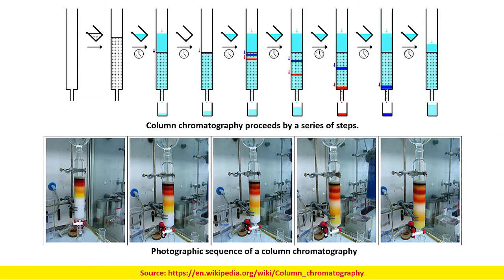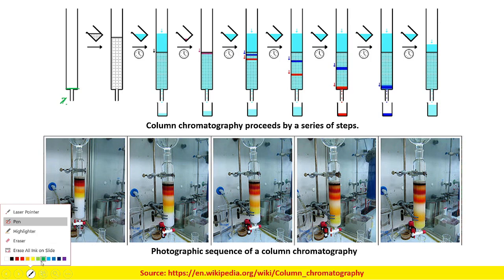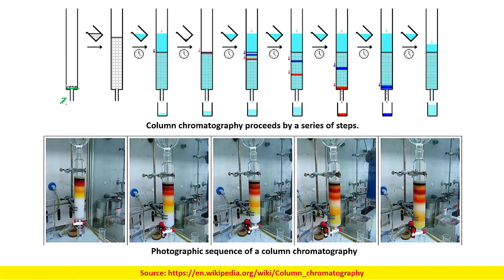Now this is a typical column chromatography. You have an empty column. In this empty column, a filter paper is placed over here. Just after the filter paper, a thin cotton layer is placed. Then we have another layer of filter paper. This is called the packing.